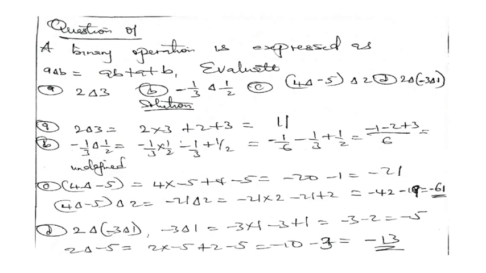D, 2 delta open bracket minus 3 delta 1 close. We'll take the bracket first again. Minus 3 delta 1 equals minus 3 times 1 minus 3 plus 1. When simplified, will give us minus 5. Then 2 delta minus 5 equals 2 times minus 5 plus 2 minus 5 equals minus 13 when simplified.